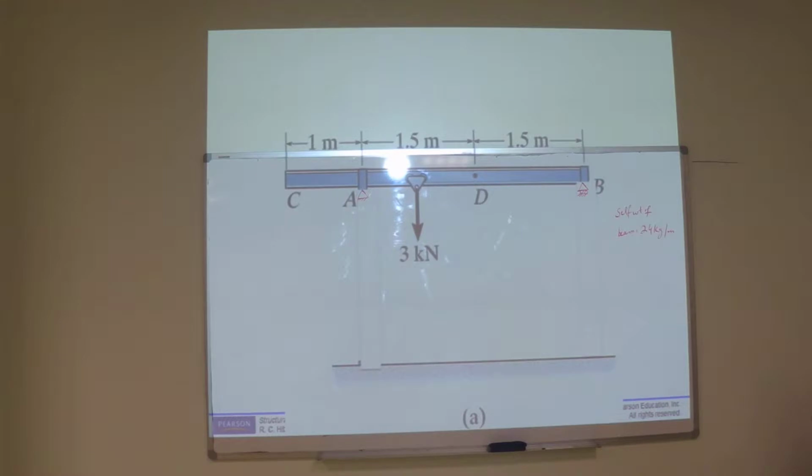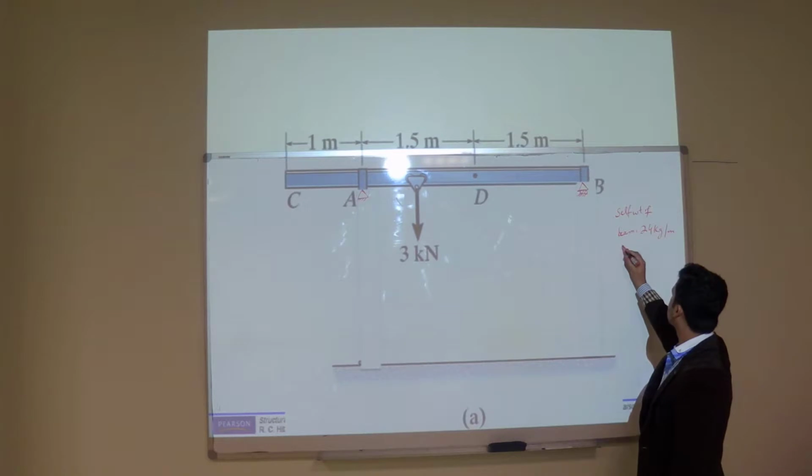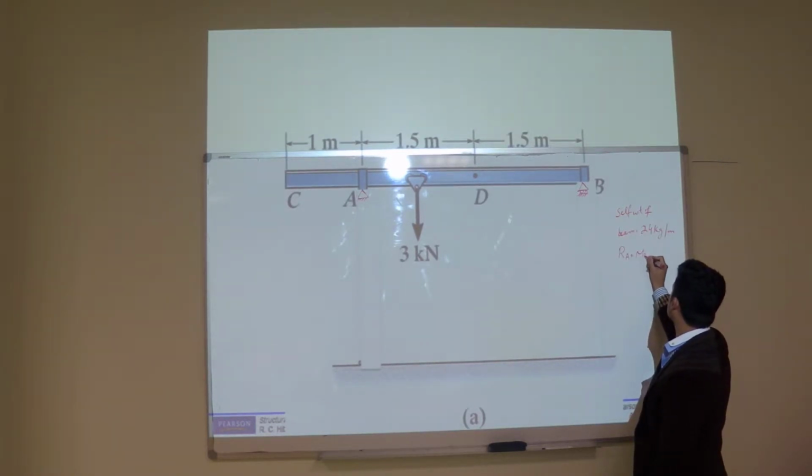So what we have to do, we have to find out the moment at point D, and what else? The reaction at A and B. Yes. So we need the reaction RA, the maximum reaction RB, maximum, and moment at point D maximum. So we have to find all these things.